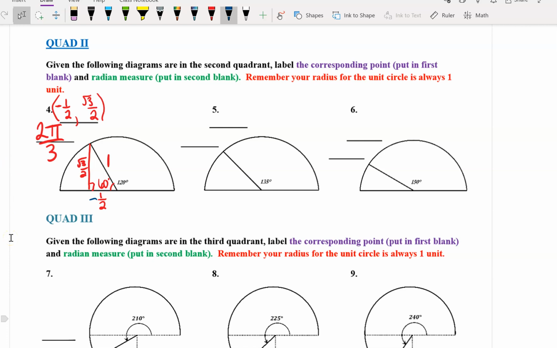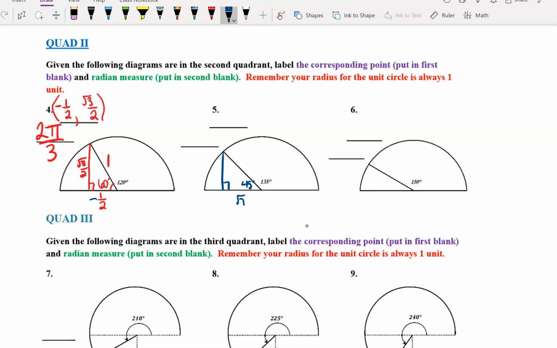All right, next one. We've got to hurry on this. I'm going to start trying to go a little faster. 135 is the angle. To find the reference angle, we do 180 minus 135, and we get a 45-degree reference angle. Meaning, this is quick and easy.